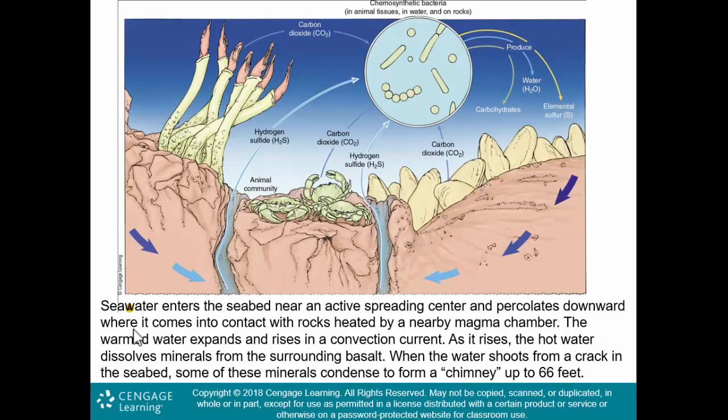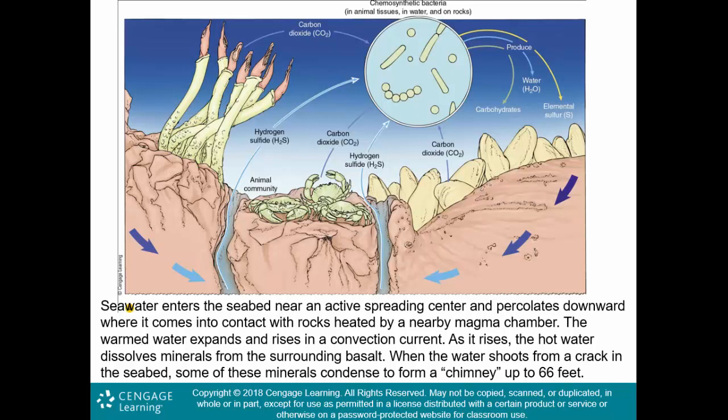The water is heated, so it expands and rises up, what we refer to as a convection current, hot going up, cool going down. As it rises, that hot water dissolves, this is the important part, minerals from the surrounding basalt. Now, basalt is that low silica rock that comes out of the magma on the seafloor. And so when the water comes up out of the crack, typically it shoots up from the seabed, and those minerals condense in that cooler water to create this chimney.